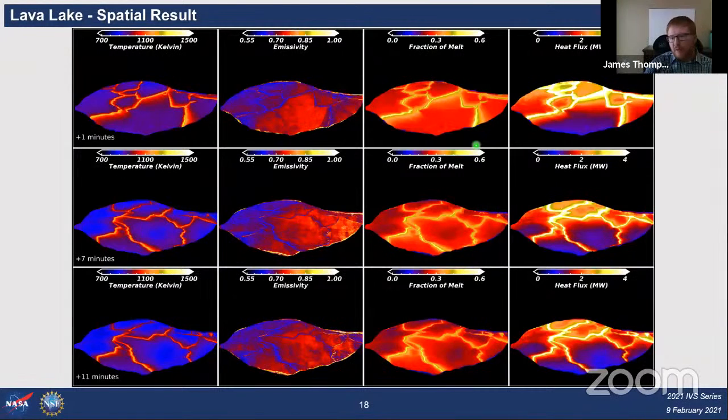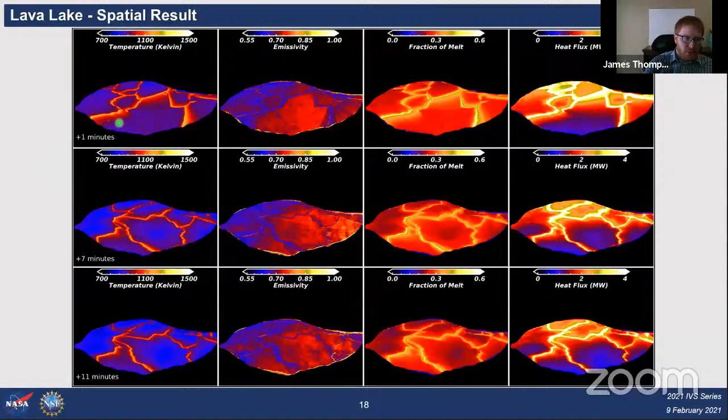So moving on to some of my results. I first wanted to get a better understanding of how these thermal properties correlate or decorrelate with each other over a fairly stable hot target. And so for this, I used the lava lake at Halemaumau. And in this schematic, I have temperature in the leftmost column. Next to that is emissivity, fraction of melt, and then our heat flux. And then I'm just showing you 3 different time steps through this one data set that I have.